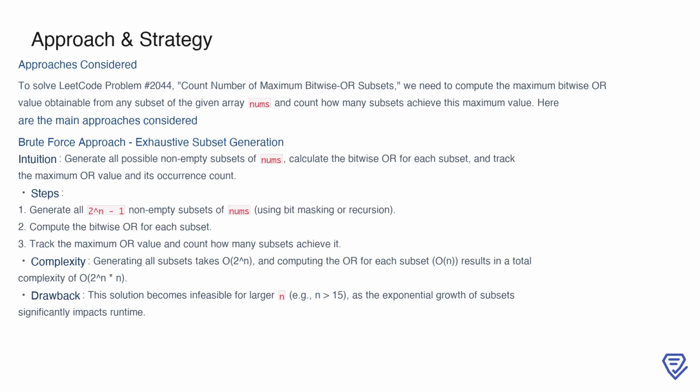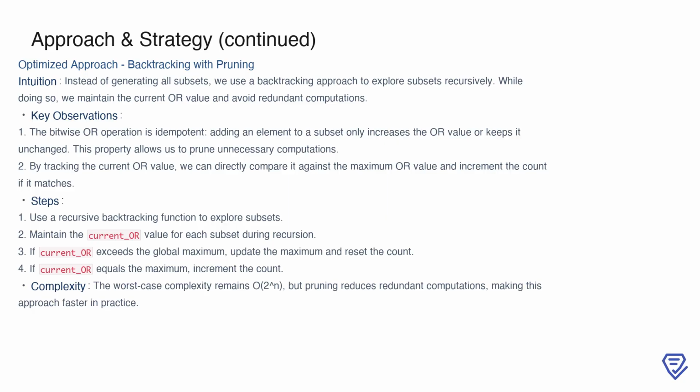This exponential growth in subsets makes the brute force approach infeasible for larger inputs. A more optimized strategy involves using backtracking with pruning. Here, instead of generating all possible subsets up front, we explore subsets recursively while maintaining the current OR value. This approach avoids redundant computations and is designed to be more efficient than brute force.